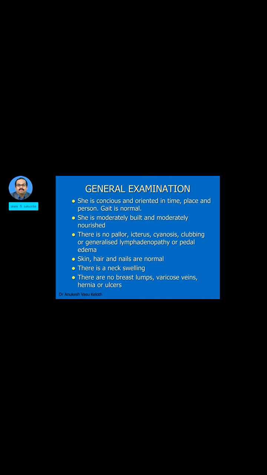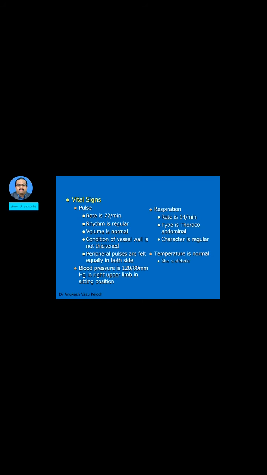General examination, she is conscious and oriented in time, place and person. Gait is normal. She is moderately built and moderately nourished. There is no pallor, icterus, cyanosis, clubbing, generalized lymphadenopathy or pedal edema. Skin, hair and nails are normal. There is a neck swelling. There are no breast lumps, varicose veins, hernia or ulcers.